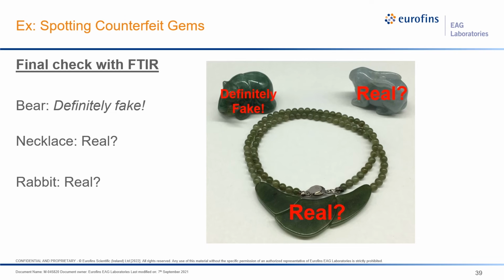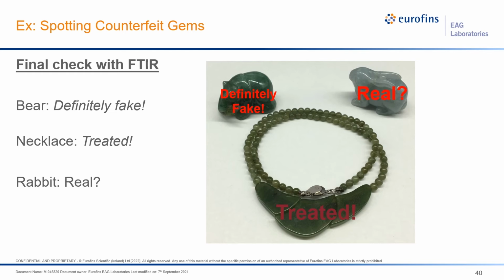First up is the bear. Well, we already know the bear is made of cheap quartz, so this one is definitely fake. It's just quartz and it's been dyed green to look like jade. Next is the necklace. Now XRD found that this was made of nephrite, one of the 2 jade minerals, so there's hope that this could be real. But FTIR found, unfortunately, that the necklace is made of nephrite, but it has been treated with epoxy to fill in pits and cover up imperfections. This one is deemed to have been enhanced or treated and is not real jade. Tough luck on that one, that was close.